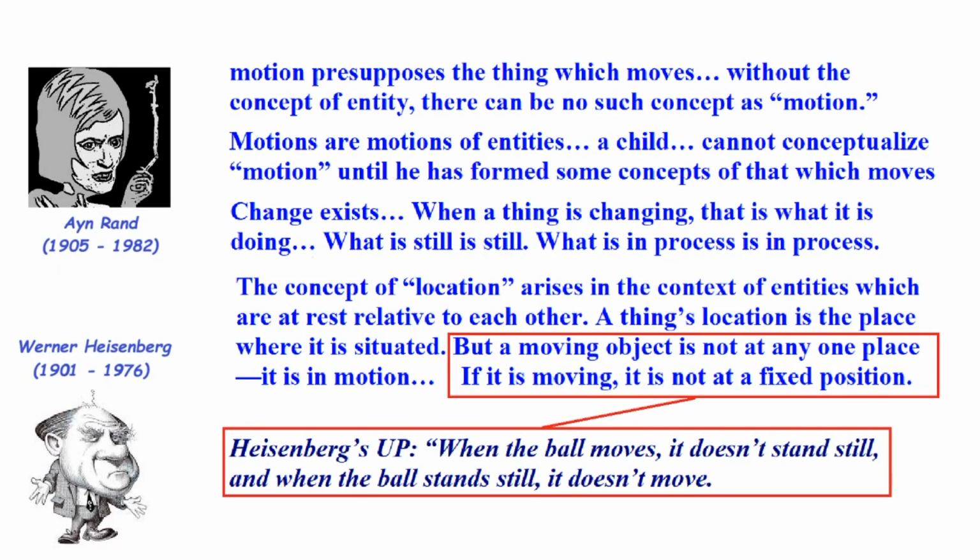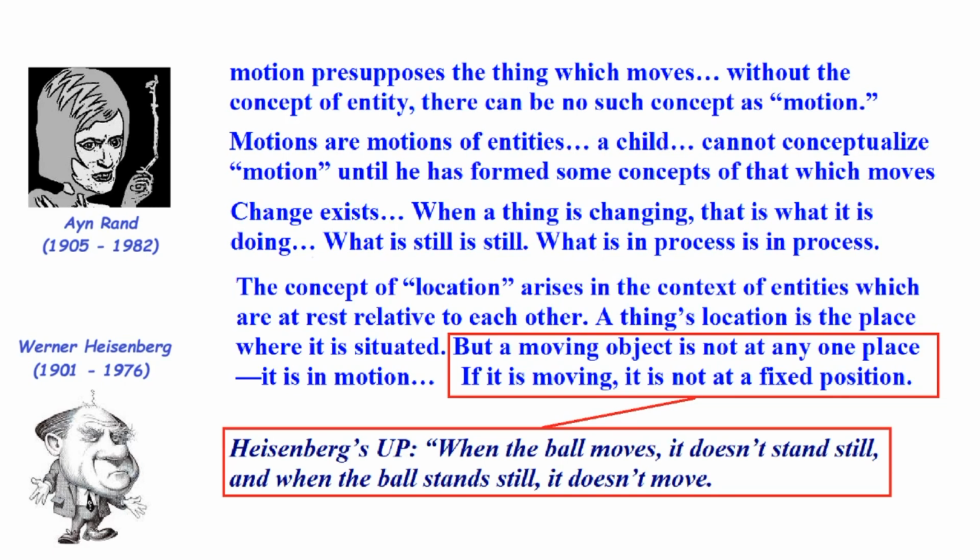And just in case people say, well, maybe some philosopher did that in the past, we go to Ayn Rand, and she tells us what motion is, perfectly defined. Says motion presupposes the thing which moves. I love that. Without the concept of entity, there can be no such concept as motion. So she's saying in the first two lines there that for motion you need an object. Okay, great. Then she said change exists. No, change does not exist. Change is a concept, so change cannot exist, meaning she had no idea what the word exist means because she applied it to a concept. When a thing is changing, that is what it is doing. What is still is still. What is in process is in process.